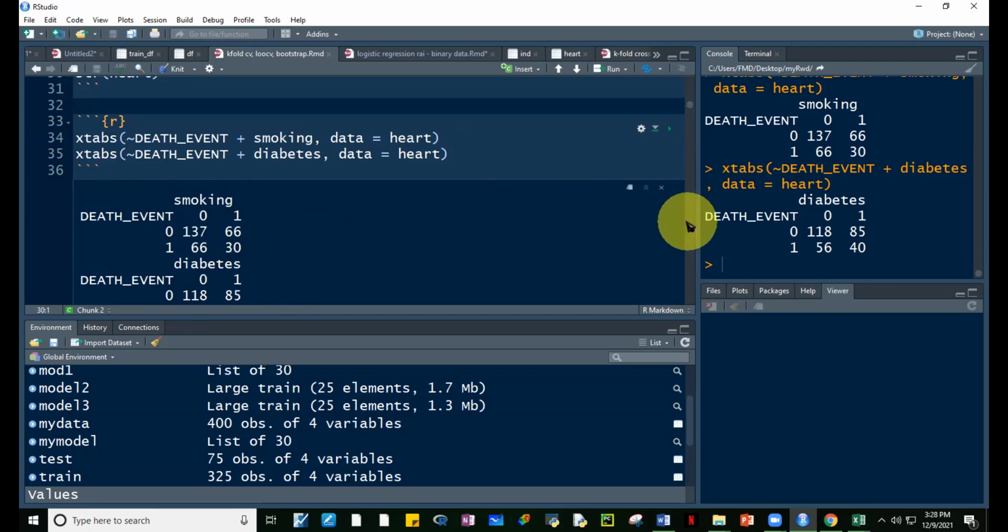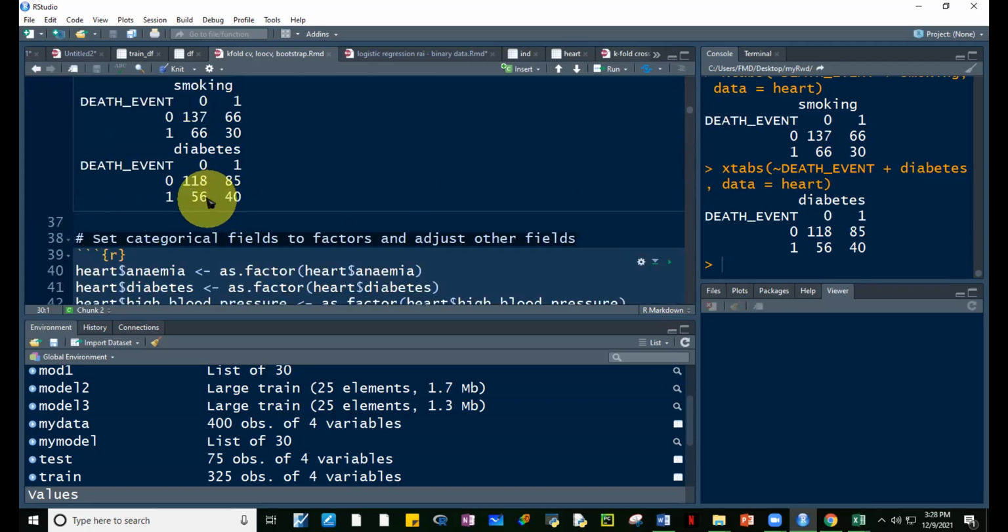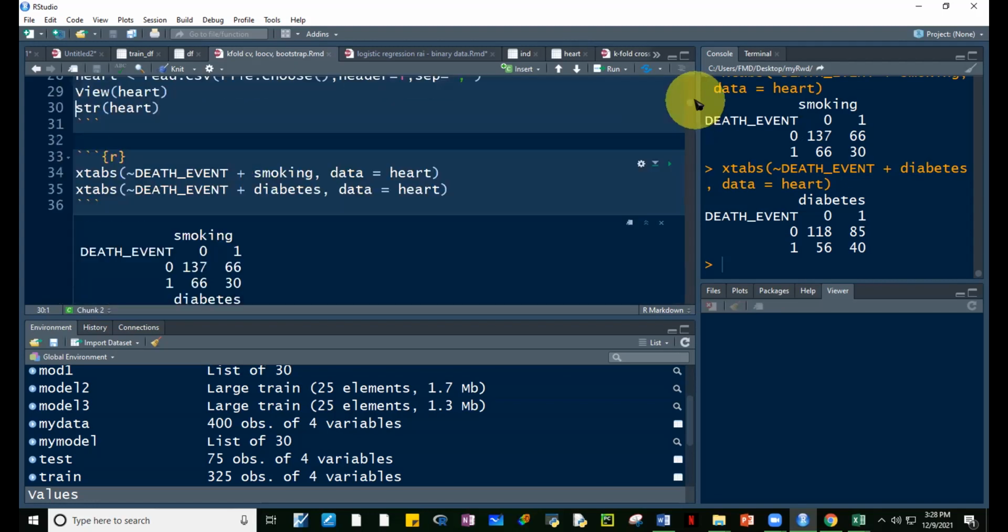Ganoon din guys sa diabetic. Sa diabetic naman, walang diabetes, hindi namatay. Walang diabetes, 56 yung namatay. Ito naman, may diabetes, hindi namatay. Alright. So, we now go guys to yung structure natin.